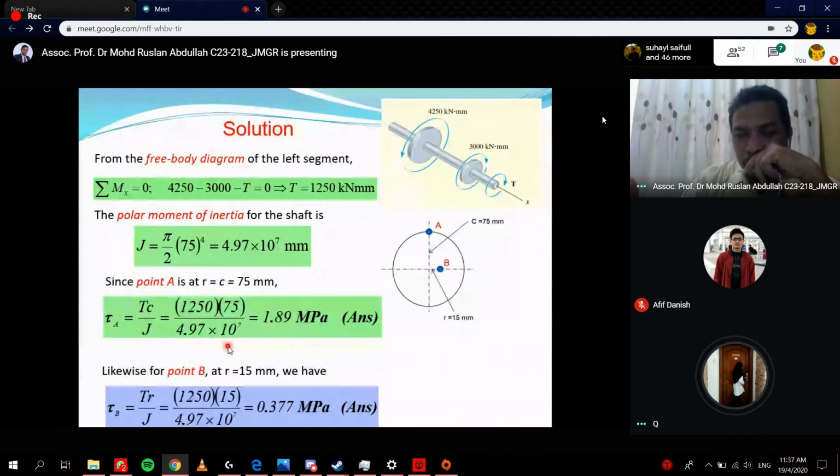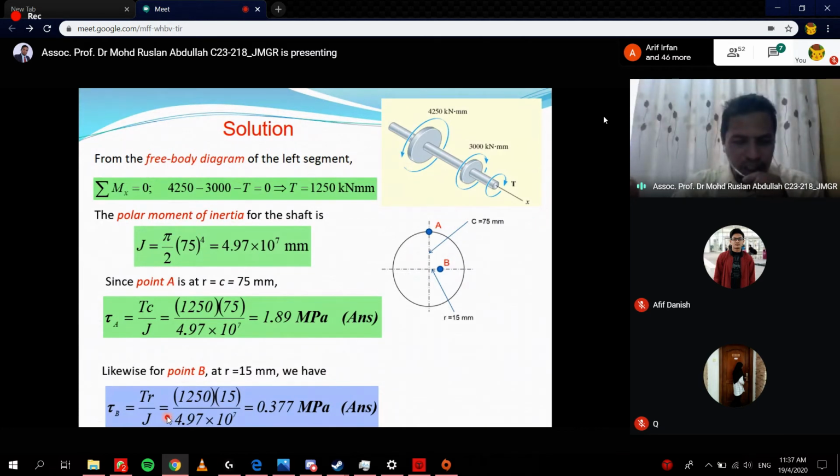So as I mentioned before, J depends on the cross section. At the same plane, the same cross section, J is the same. Why? Because they have the same cross section. J depends on the cross section.